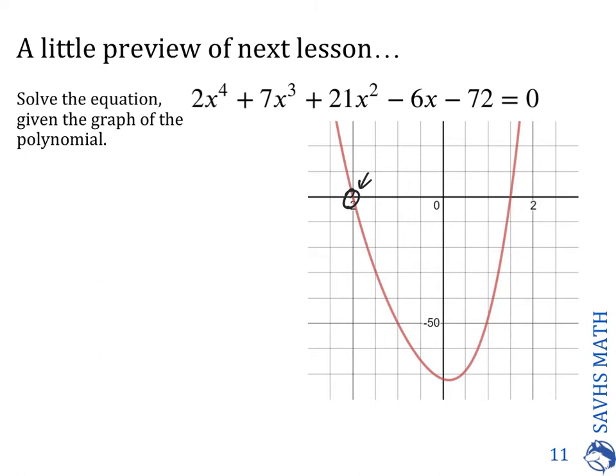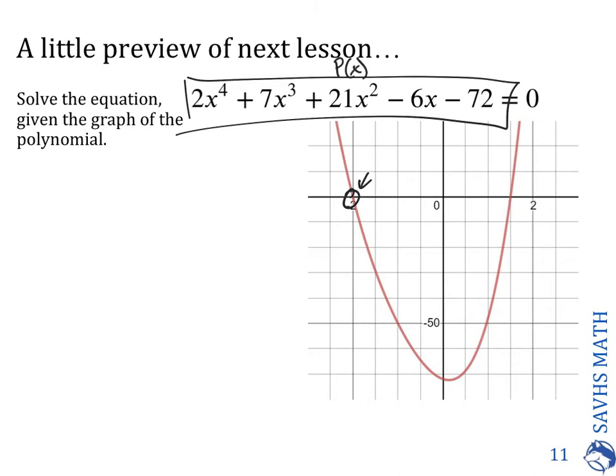This is the graph. The red graph is the graph of this polynomial. We'll call this p of x. So what we know here is that if you put in -2, you get 0 out. So p of -2 is 0, which means that x plus 2 is a factor of p of x.